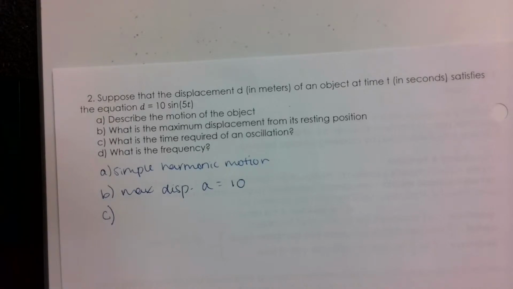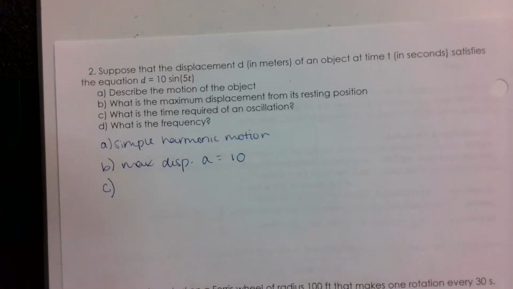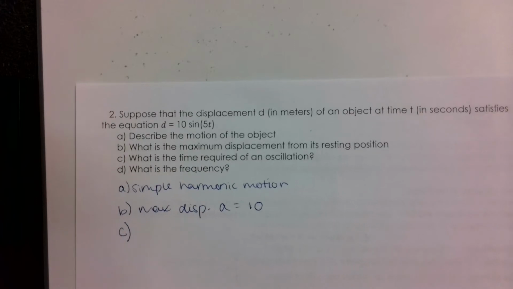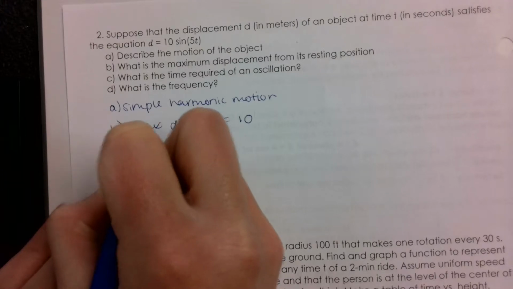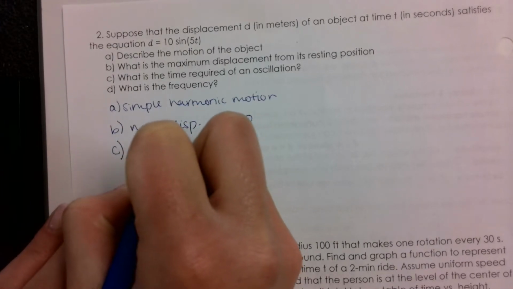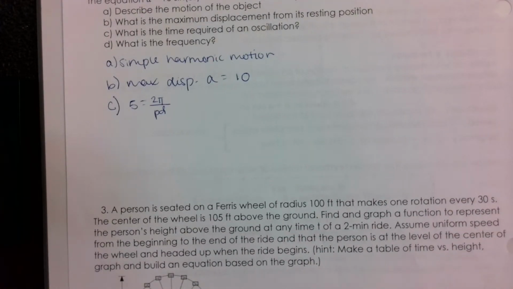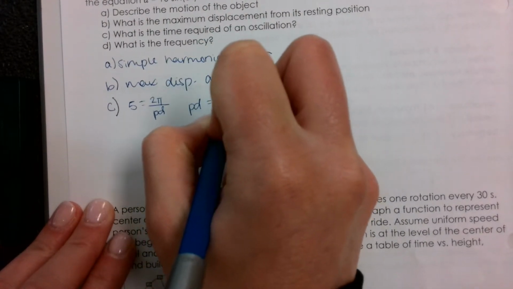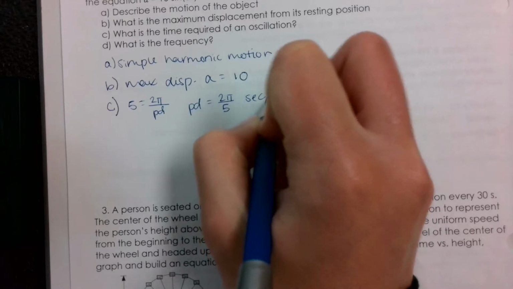The next part wants to know the time required of an oscillation. So that comes from this W value that they've got in there, 5. So we had last time, how did we write it? We said that W equals 2 pi over whatever that time was. So we have to find that time value this time. So we'll have 5 equals 2 pi over your period. And so you'd have to solve for your period there. So that's just going to be 2 pi over 5. And that's seconds per cycle.